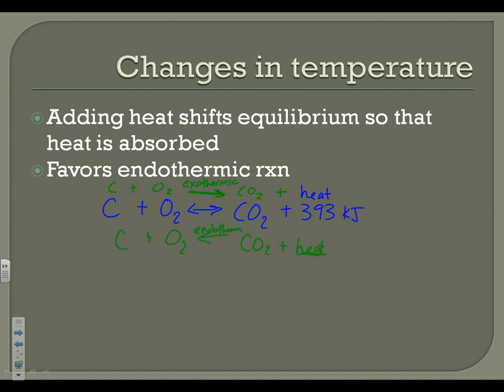So in this case, if we increase the temperature of this reaction, the endothermic reaction is going to be favored because that's the one that needs heat, and the reaction would shift to the reverse reaction. If I decrease the temperature, then the reaction would shift to the forward reaction. Decreasing temperature would favor the exothermic reaction. So this is something you want to remember with equilibrium shifts.